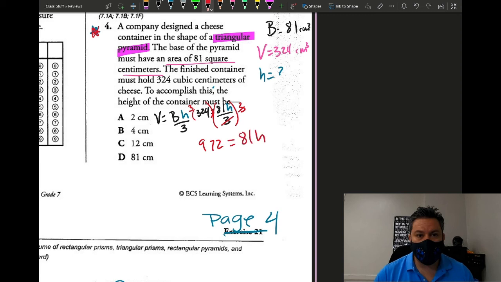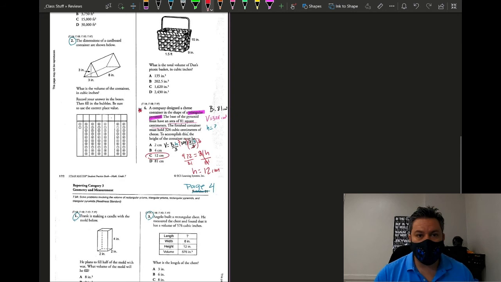One more step. This is a two-step equation. 81 and h, they're multiplying, so you also have to divide. What you do to one side you must do to the other one. So 972 divided by 81 is going to give me a height of 12 centimeters, which is C.